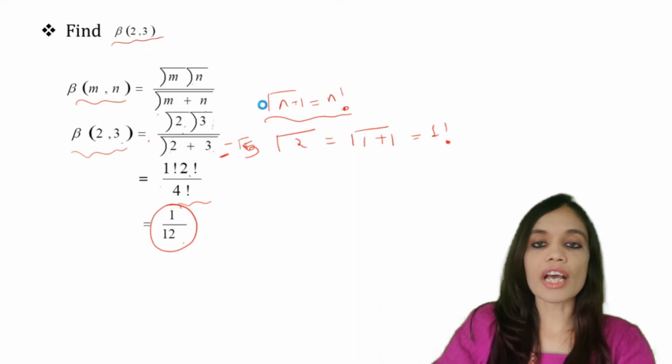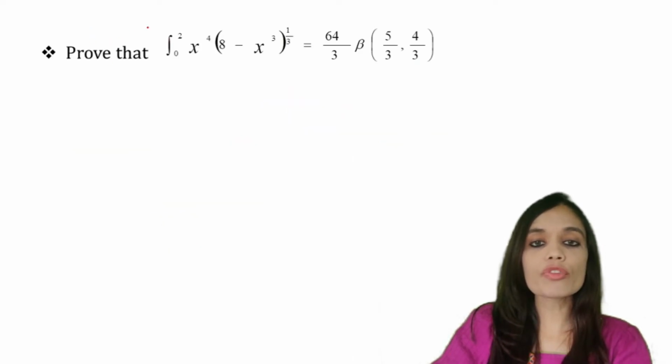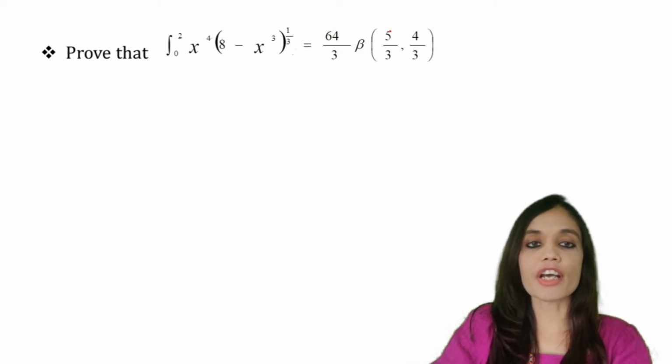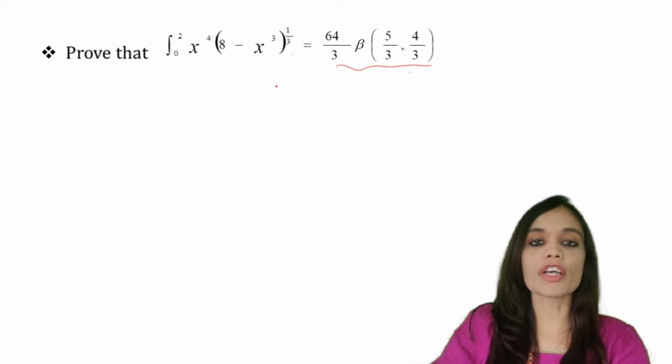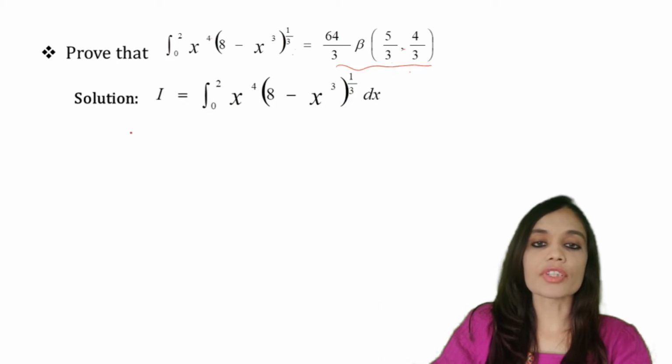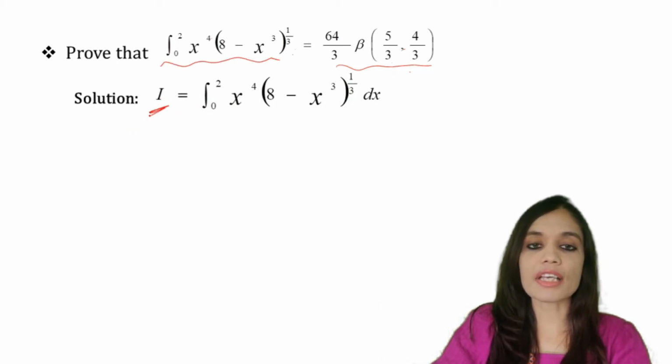Okay, so now we have to prove that integration 0 to 2 x raised to 4 into 8 minus x cube raised to 1 upon 3 will be equals to 64 by 3 times beta 5 by 3 comma 4 by 3. Okay, so this we have to prove. So let us start with the solution. So firstly we will assume this as I.